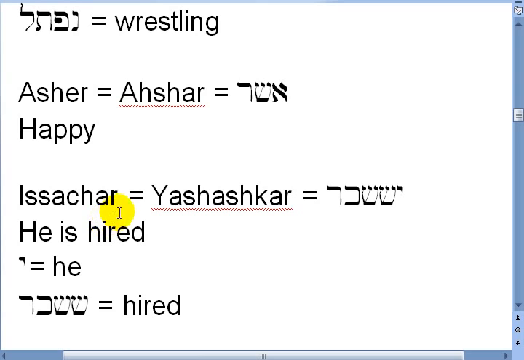Now Issachar is Yashashkar, which we used to think was Yash Shakar, which is not. The proper way to pronounce it, which Elder Tahar brought out, is Yashashkar, because Yashashkar means "he is hired." So the ya at the beginning of a word is "he," which is separate from this Shashkar. Ya is "he," Shashkar is "hired." He is hired. So that's the 12 tribes in the Hebrew.